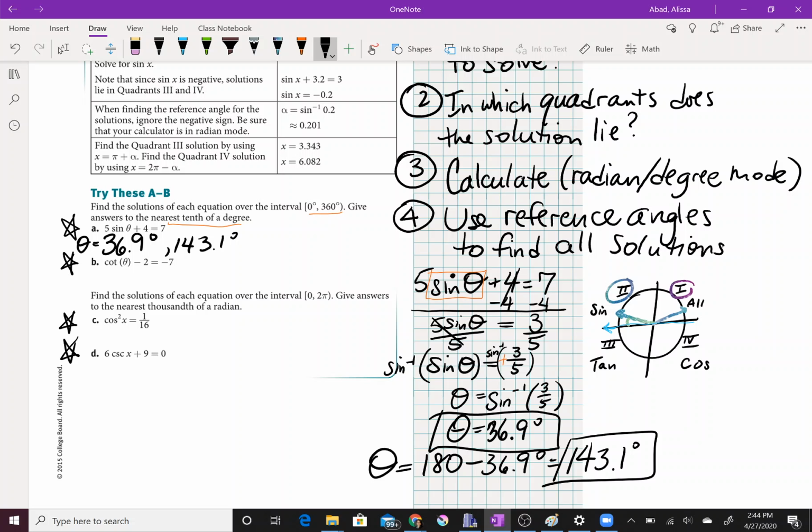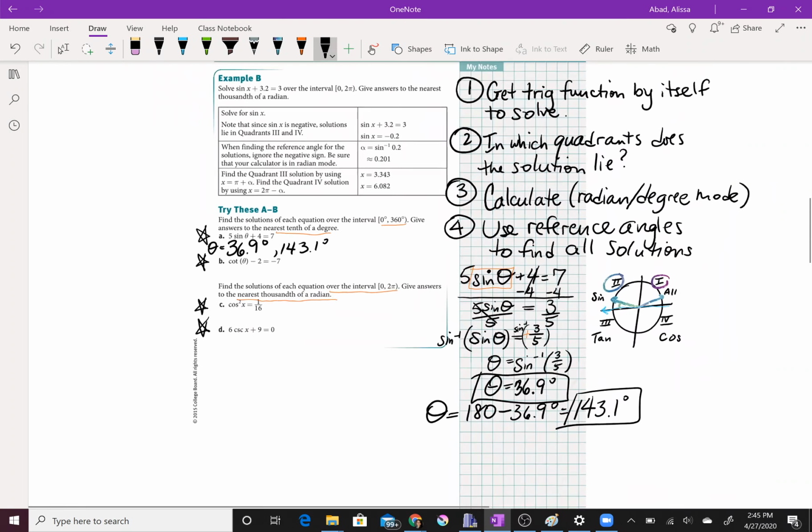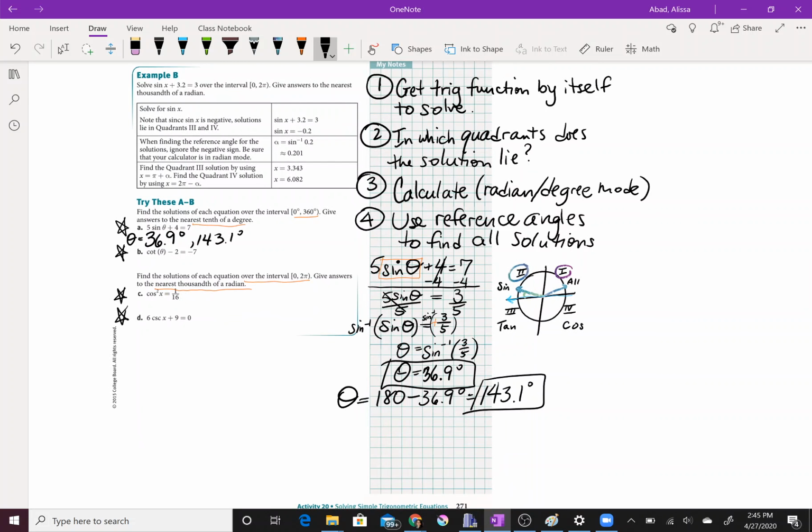For part C, it says you want to find the solutions of that equation over 0 to 2 pi. That means that you want your answer in radians, and it's telling you to give the answer to the nearest thousandth. So cosine squared of x, I'll put that over here. Cosine squared of x equals 1 over 16.